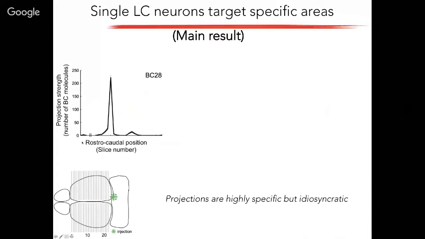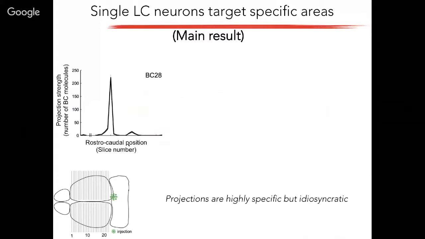So here is the profile, the spatial profile of projections for barcode 28, which corresponds to neuron 28. And the projection strength is measured in barcode molecules, which we quantify carefully through sequencing. And the x-axis shown here is the rostrocaudal position from those slices. So it's important to recognize that with this technique, the spatial resolution is determined by the dissection. So we collapse all the barcodes that are found in whatever chunk of brain that we collect and can't resolve them further.